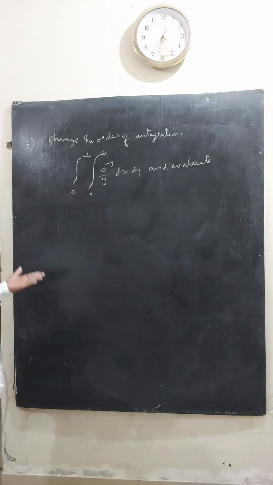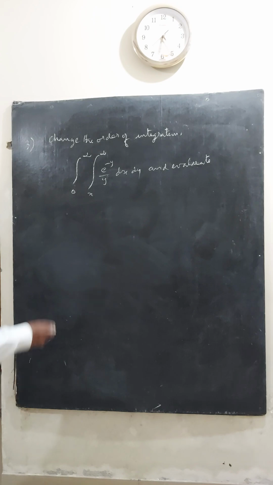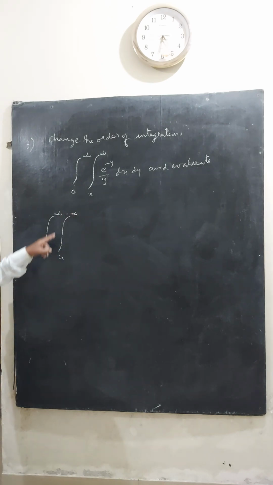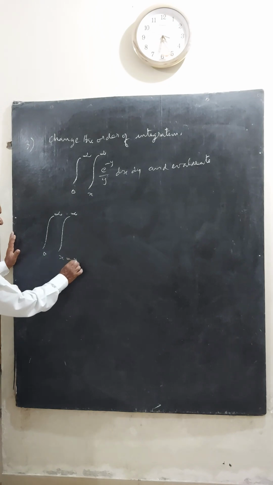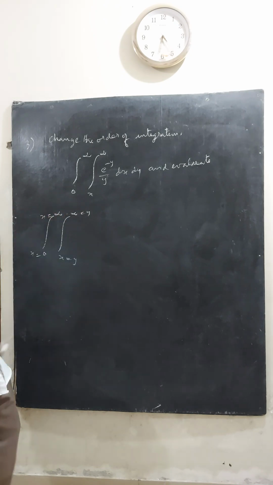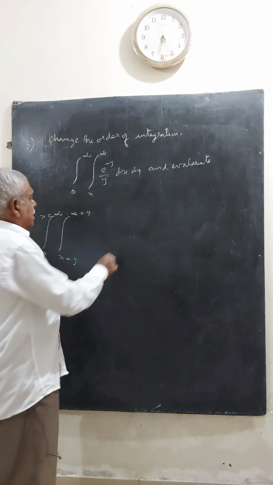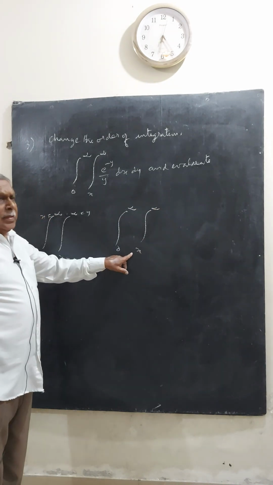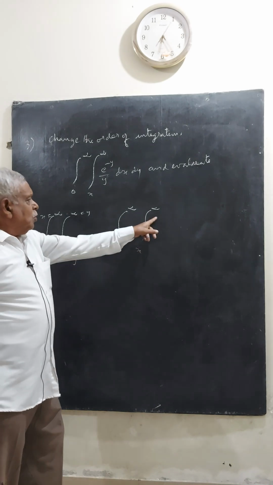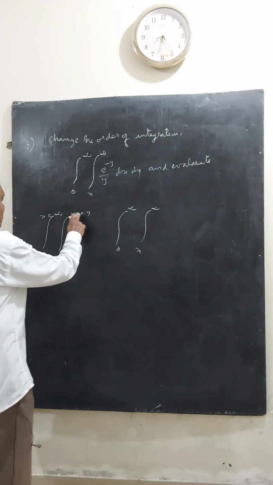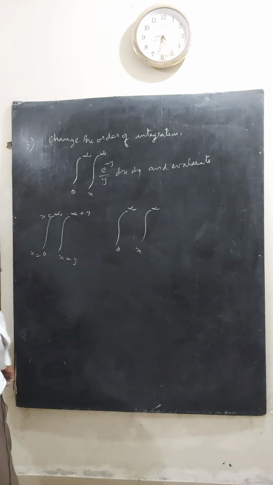Let us draw the diagram. Limits are 0 to infinity, x to infinity. If a limit is in x, that belongs to y only, so equate it to y. Remaining x. This is the method of drawing the diagram. If there is a limit x to infinity, put it equal to y; remaining x equal to 0, x equal to infinity. By taking these 4 curves, we can draw the diagram.